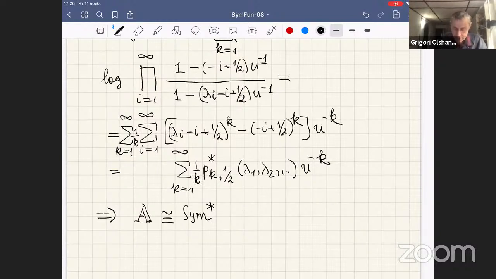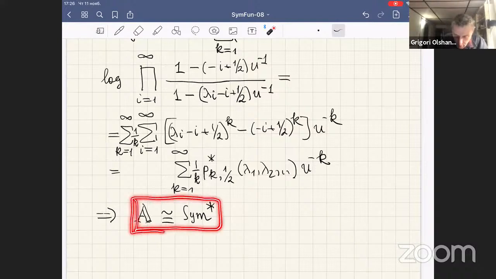But nevertheless, the result is as follows. Up to this factor, the coefficients are these analogs of power sums. So we get this isomorphism. The only additional fact to be proved is that these functions are algebraically independent, but this is obvious. So we get indeed this isomorphism.